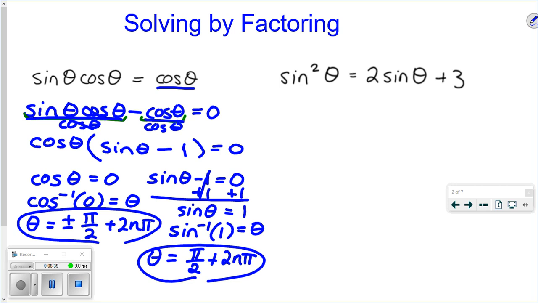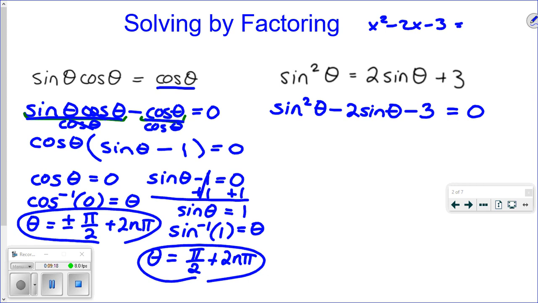All right, now for our second example, again, we're going to start by setting the equation equal to 0. So to do that, I'm going to bring down the sine squared theta. I'm going to subtract the 2 sine theta, and I'm also going to subtract 3. Okay, and that'll set my equation equal to 0. All right, now, this equation, we are going to factor, but we're actually going to factor it like a quadratic. Because see how we have the sine squared, and then we have sine? Like this is very similar to x squared minus 2x minus 3 equals 0, if I just replace sine theta with x.